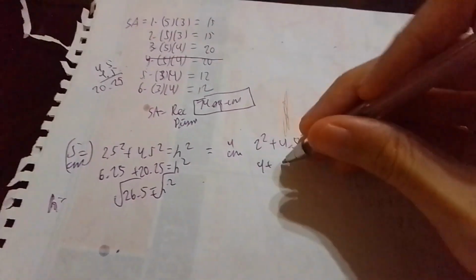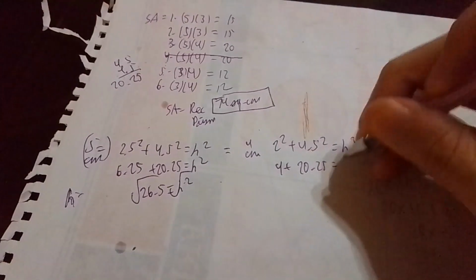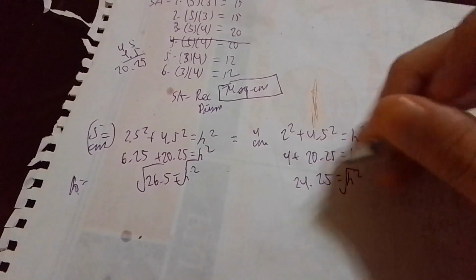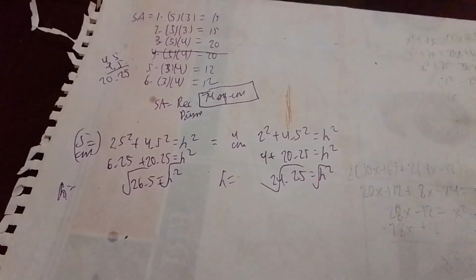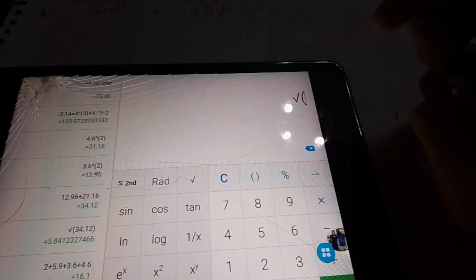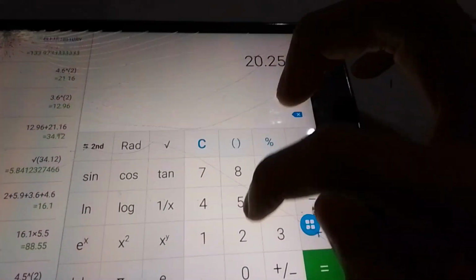2 squared is 4. You still have 20.25 equals h squared. So this becomes 24.25 equals h squared. Take the square root of both sides, and h is equivalent to what? Let's see with the calculator and find out. So therefore, we have to take the square root of 26.5. But before that, di ba 4.5 squared, you have 20.25 plus 2.5 squared, 26.5.